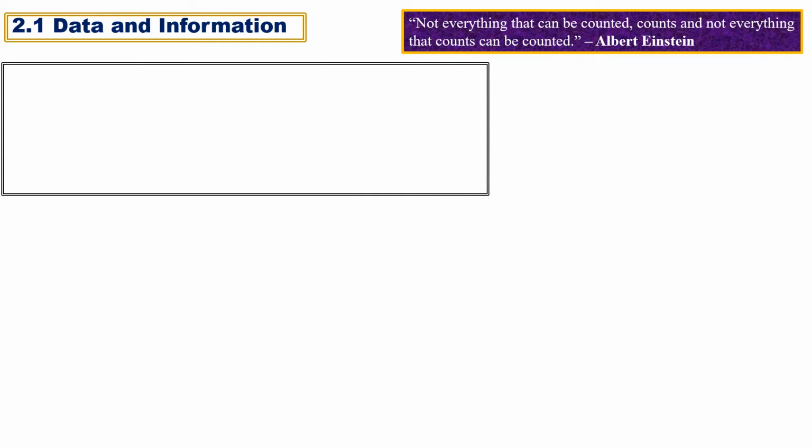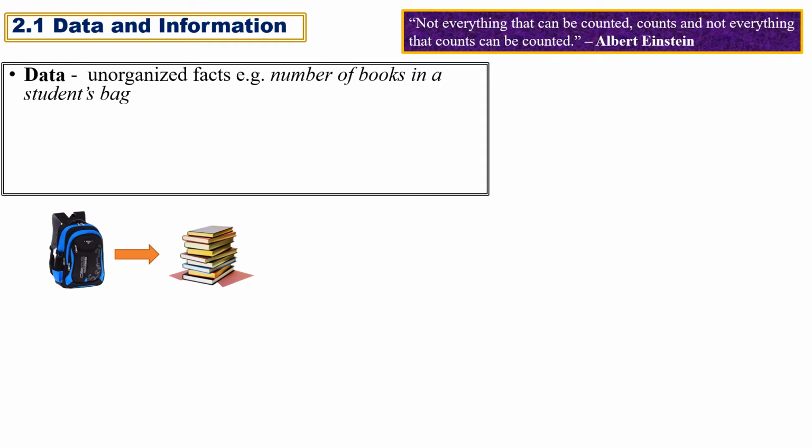Data is the most important concept in statistics, but it is often confused with the word information. So what is the difference? Well, data refers to unorganized facts, for example, the number of books in a student bag. Now that might total 9, and therefore the number of books in that bag, that's just a fact, straight data, but it hasn't been organized yet.